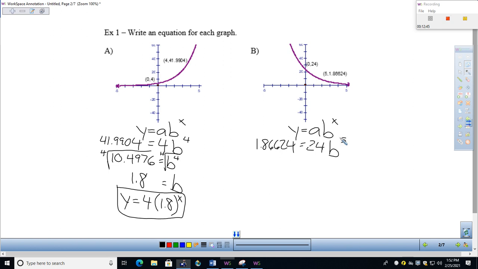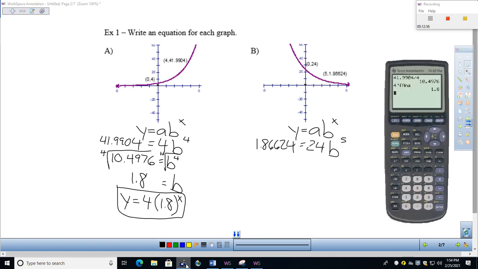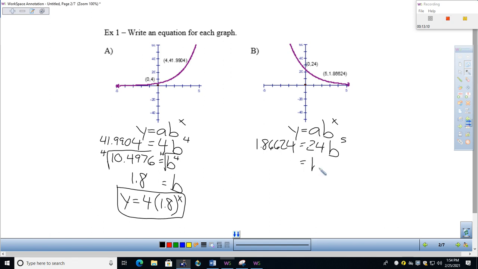Now we're going to go ahead and divide by the 24, and then 5th root. So just undoing those operations. Let's see if we can go ahead and pull this off. So I've got 1.86624 and divide by 24 there. And so I get 0.07776. I'm going to write that on the board.